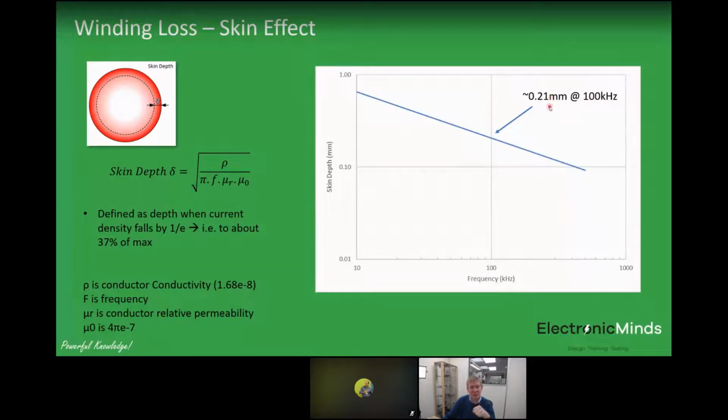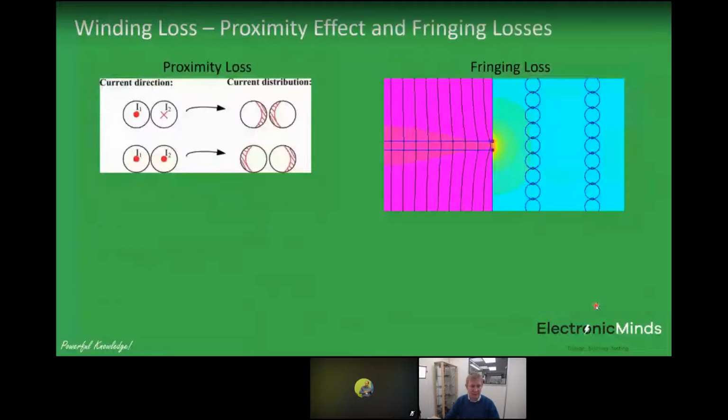The skin depth in copper is about 0.21 millimeters. So there's no point in using a conductor with a diameter greater than 0.42 millimeters if we have 100 kilohertz current, because you won't be utilizing the center of that conductor, and you get around that problem by using multiple individual strands or Litz wire.